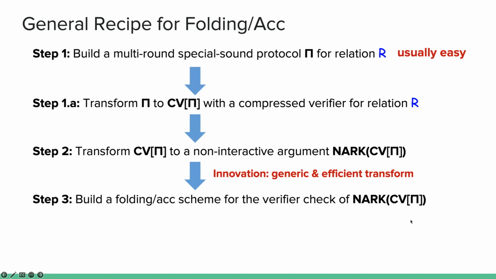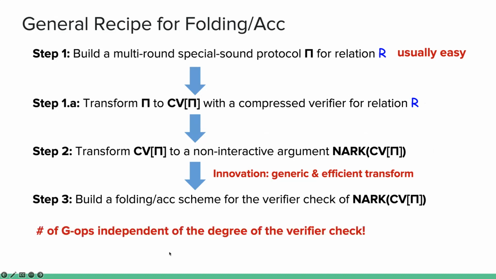And it turns out the final folding scheme is quite efficient. So even if the gate degree is high, the number of group operations for the prover and verifier are all independent of the degree of the gate, or the degree of the verifier equations to be checked. So that's the general idea. And now let's be more specific.